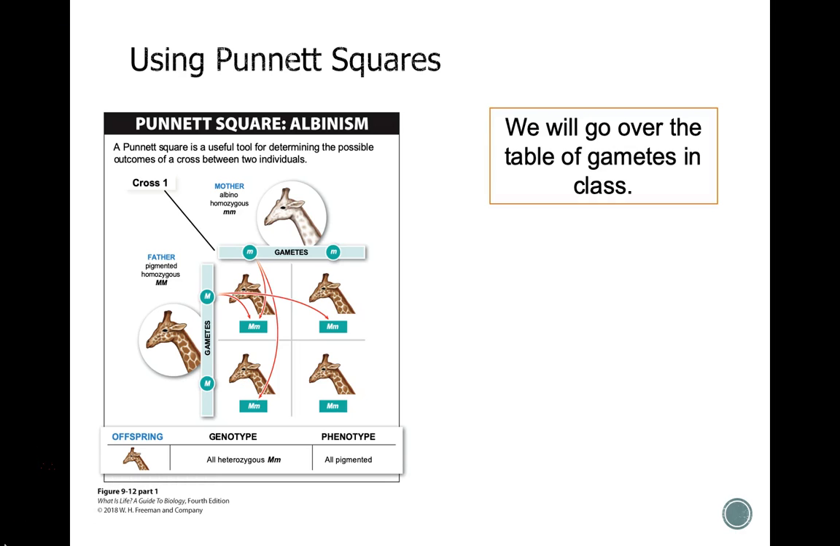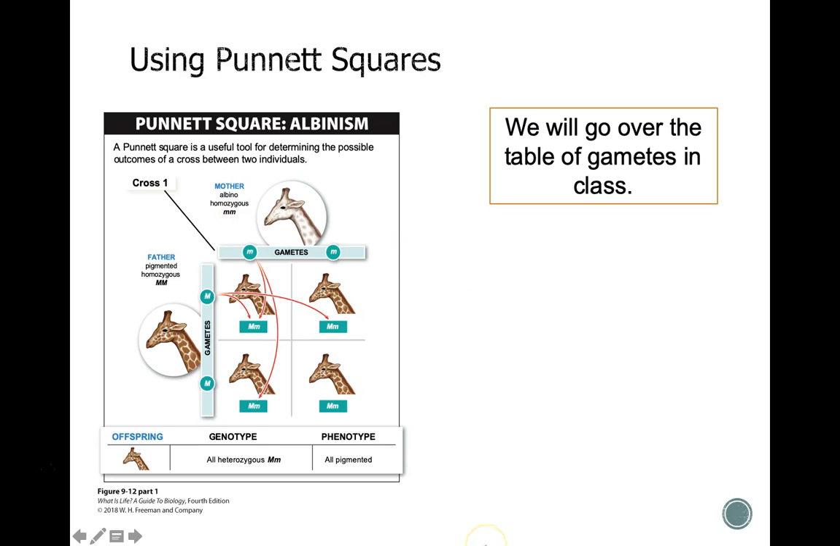So let's look at the 2 giraffes here. We've got an albino mama giraffe up there, and then we have a normally pigmented father giraffe. So let's assume that we know the genotypes here. And actually, we can assume that we know mom's genotype. Because mom has the albino phenotype, and we know that albinism is caused by a recessive allele, we know that she has 2 copies of the albino allele. So that means that she is homozygous.